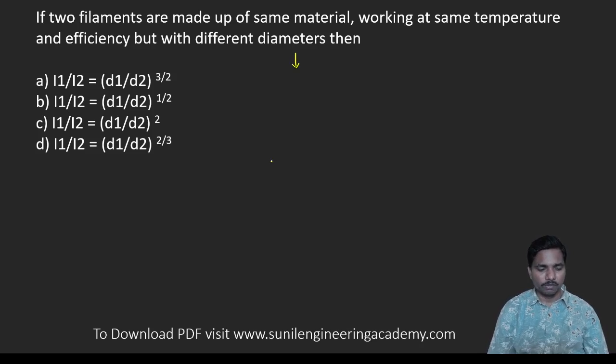Two filaments are made of the same material, working at the same temperature and efficiency, but with different diameters. Then which of the following is correct? The currents I1 by I2 depend upon their diameters, raised to the power 3 by 2. So the answer is option A.